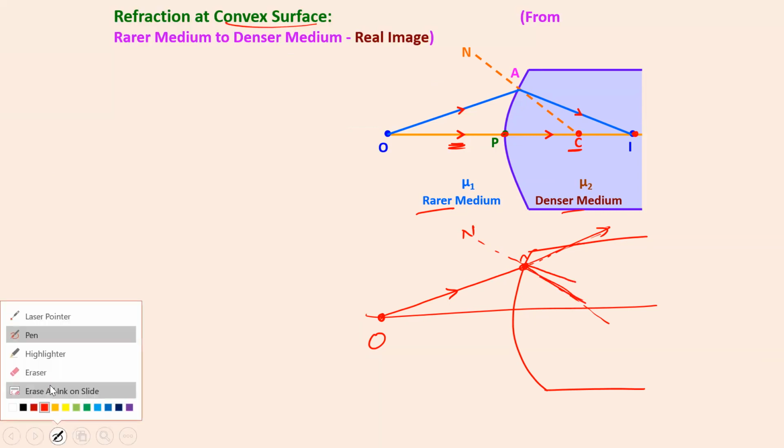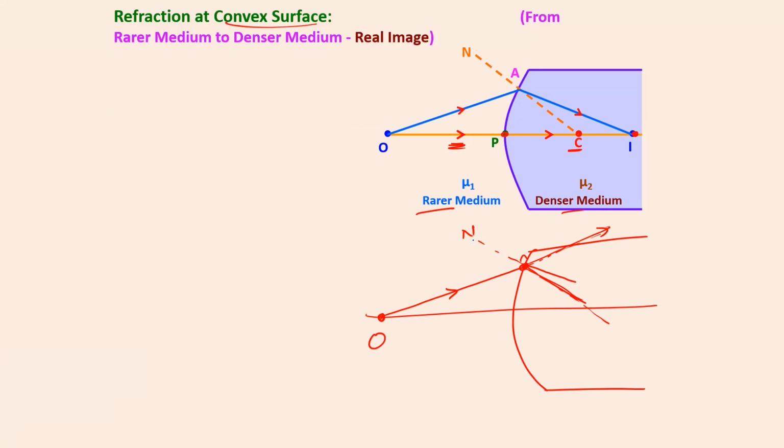I'll change the color; blue is for the normal line. Suppose it has to go like this, but it is bending towards the normal, and that is how the refraction happens. I'm getting an image because two rays meeting at one point will produce an image at that point. So that is my image. This is my pole.